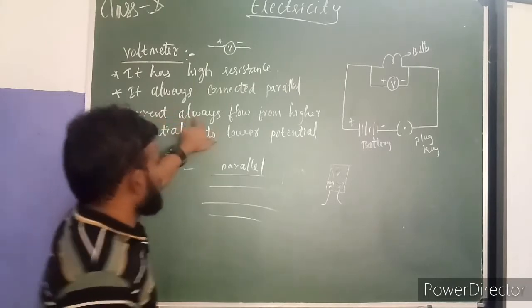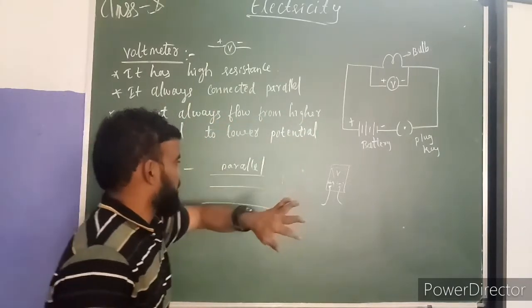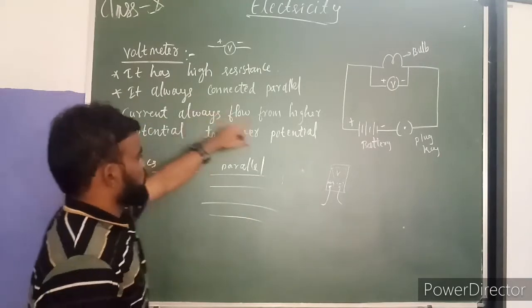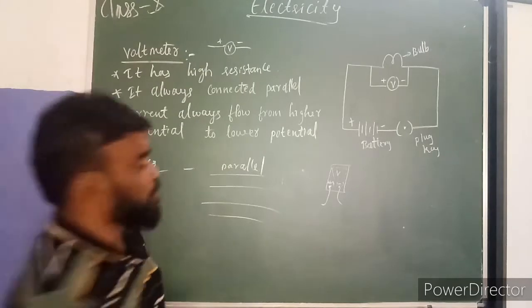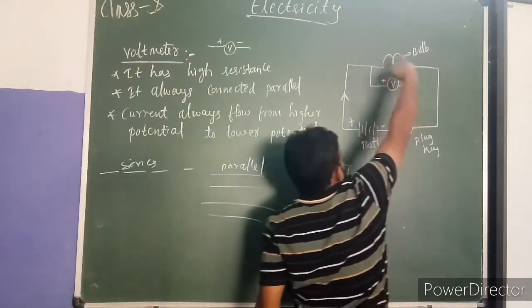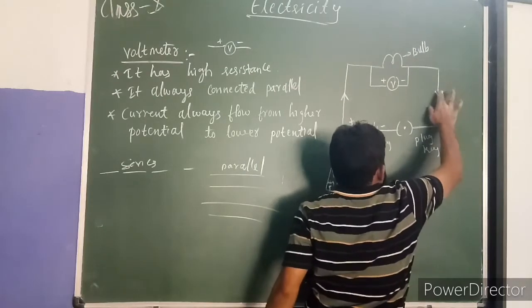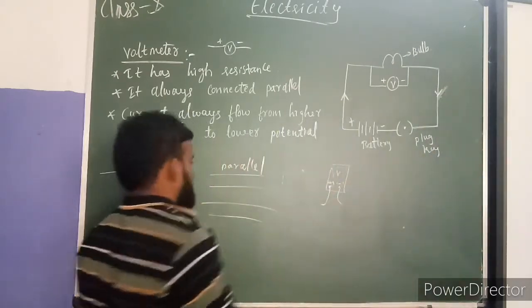Current flows from higher potential to lower potential. So the current will flow from higher potential to lower potential. Start from here, that is the positive terminal, and it flows to the negative terminal.